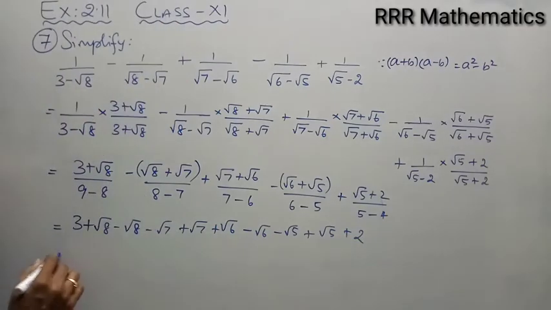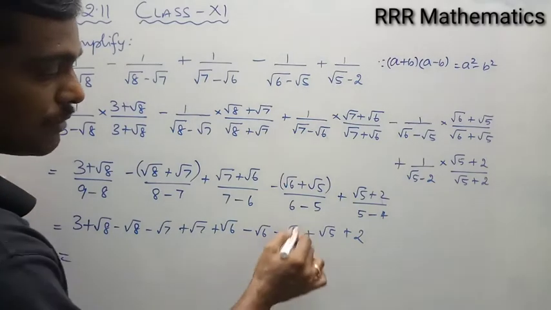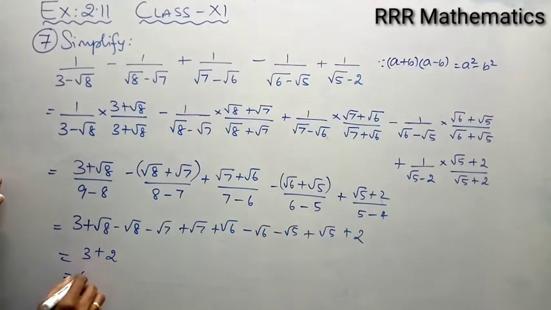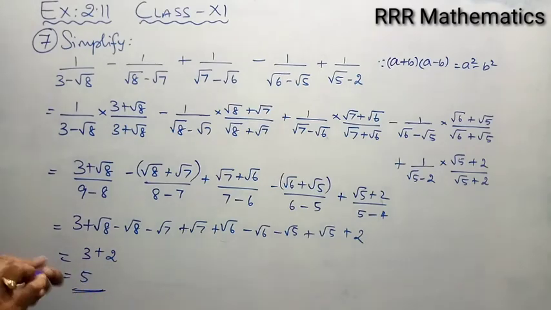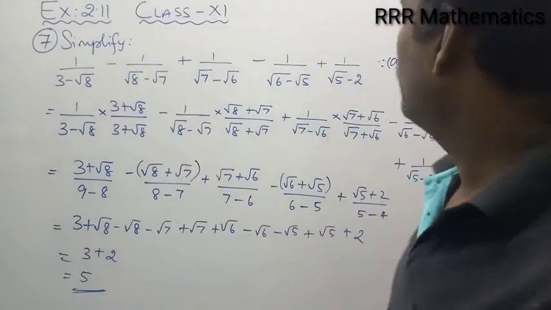When you see here, root 8 cancels. Root 7 cancels. Root 6 cancels. Root 5 cancels. What is left? 3 plus 2, which gives 5 finally. Got it? Very simple.